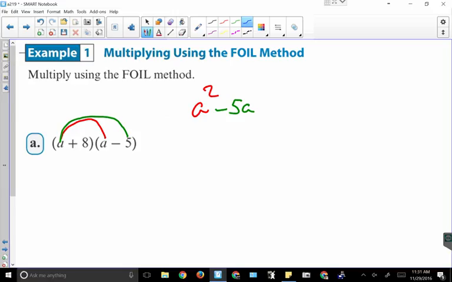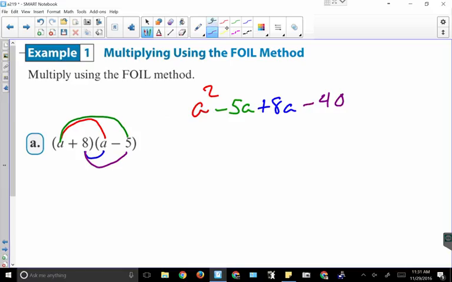Next one, I'm going to have to deal with the inside ones. Now the inside terms are going to be 8 and a. So what is 8 times a? 8a, but it's going to be a positive 8a, so we are going to put plus 8a. Next thing, I need to do the last ones in each parenthesis, so it'll be 8 times negative 5. And 8 times negative 5 is going to be negative 40.